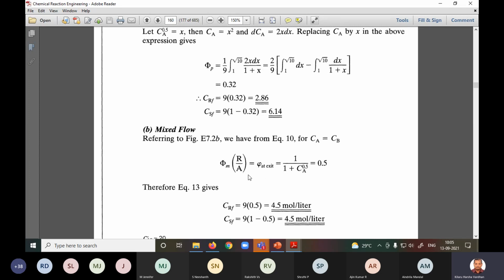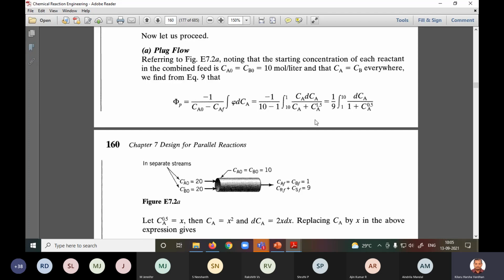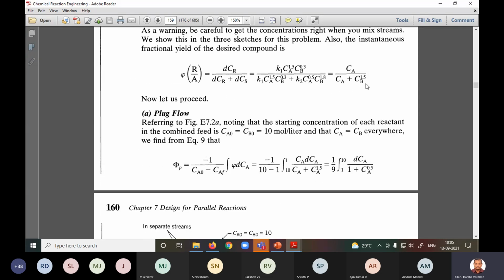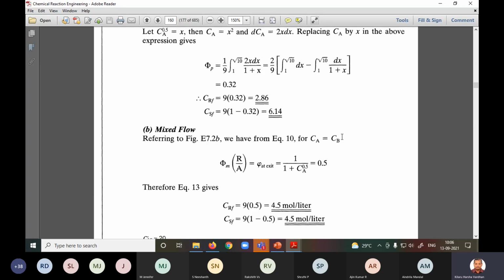Pi m is R by A. That is nothing but pi at exit. What is pi at exit? Pi is Ca by Ca plus 1 point. So Ca also you can cancel out, because Cb is Ca. Therefore 1 by 1 plus Ca power 0.5. That is what you are putting: 1 by 1 plus Ca power 0.5.